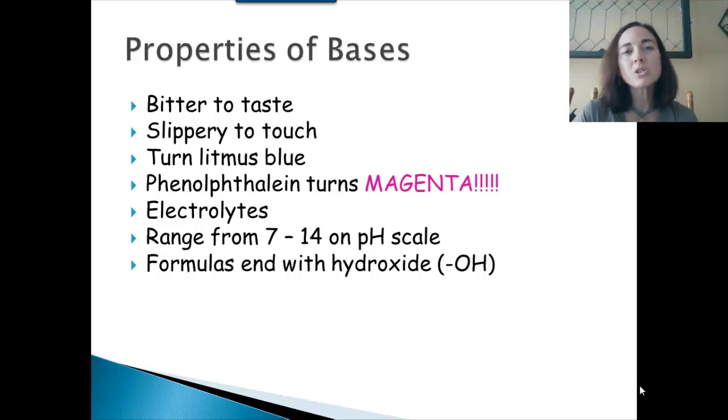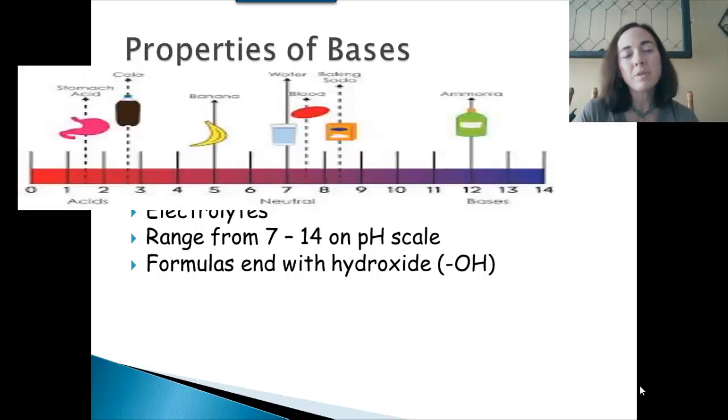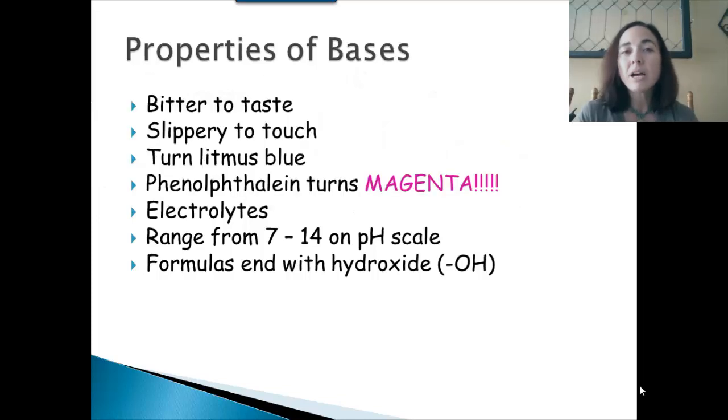Bases are also good conductors of electricity. Their pHs are higher on the pH scale. They range from 7 to 14. And finally, the way to identify a base on paper, or if you're looking at its formula, is to look for the hydroxide polyatomic ion, OH, which is going to come at the end of the formula.